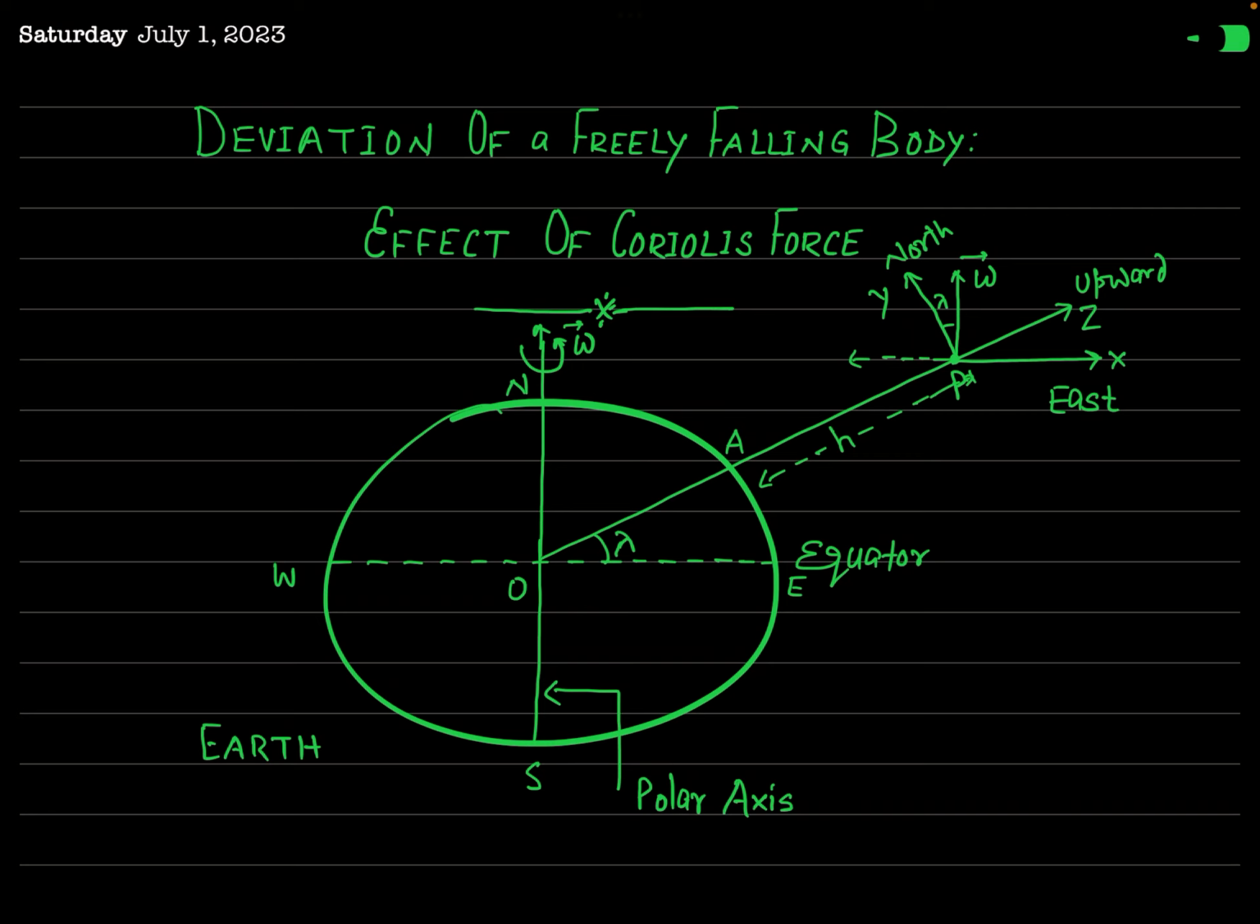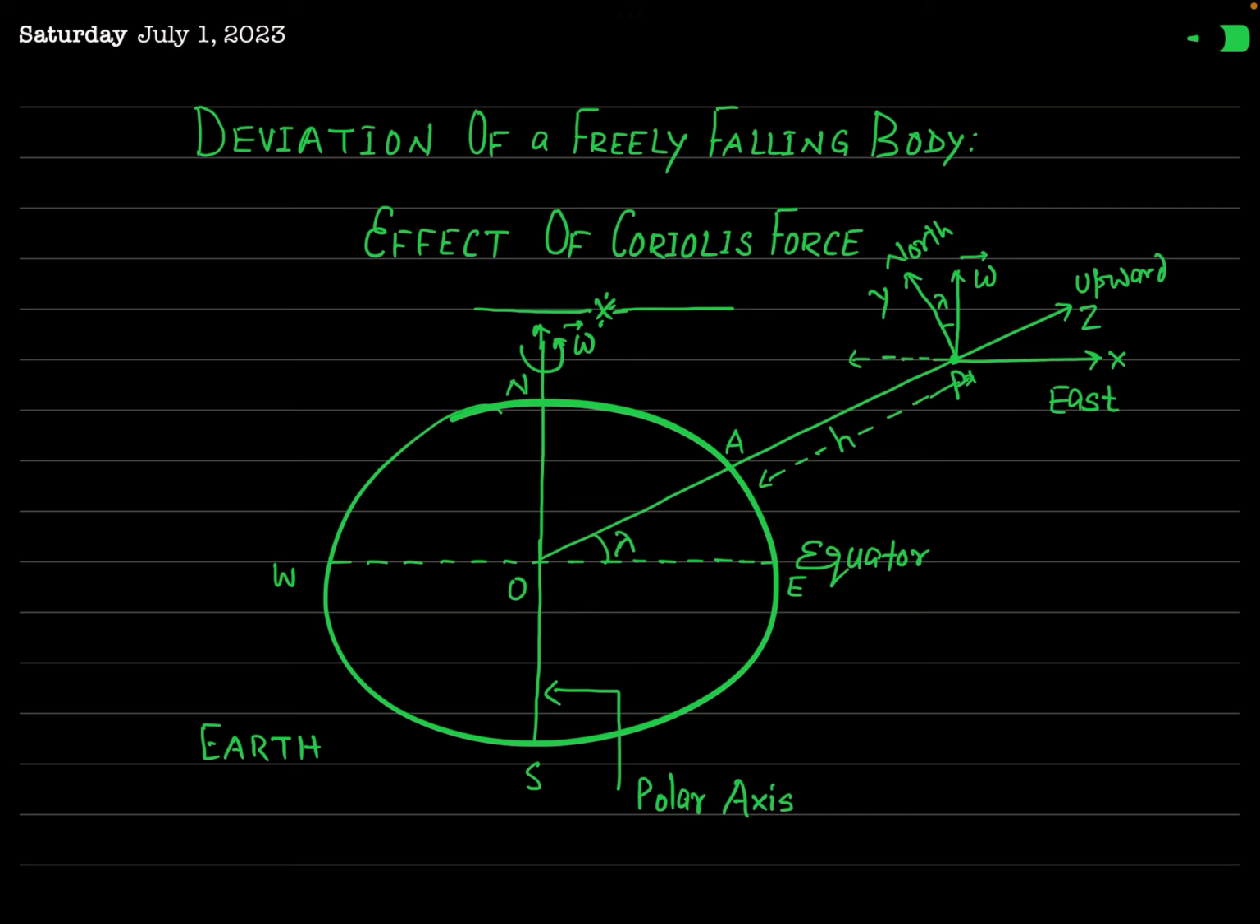Now it is the application part of this theory, and in the first application we will deal with the problem of finding the deviation of a freely falling body under gravity due to the Coriolis force. It means in lower classes, when you talk about a free fall problem, you never think about the deviation of the particle due to Coriolis force, because in lower classes you treat the earth as an inertial frame.